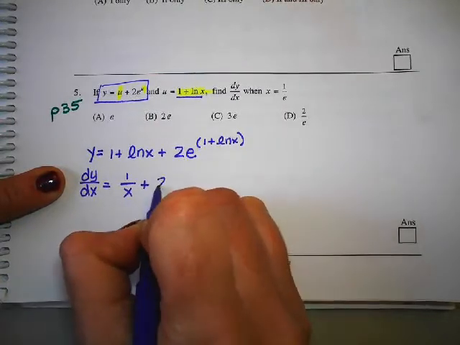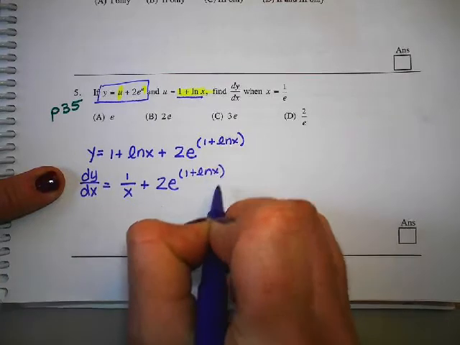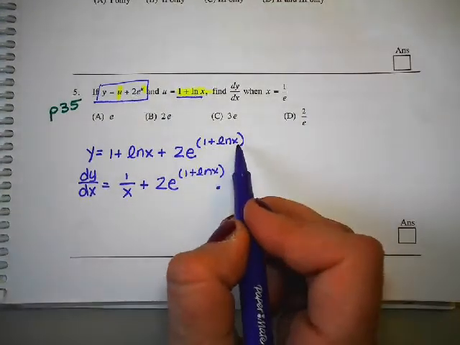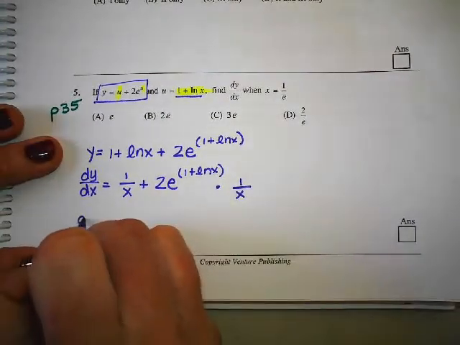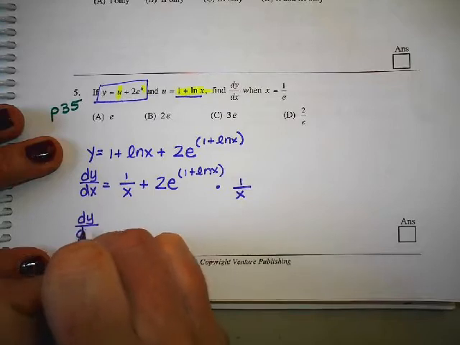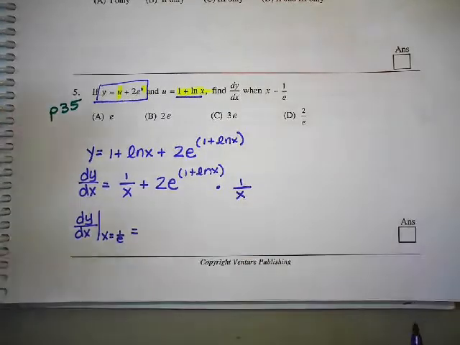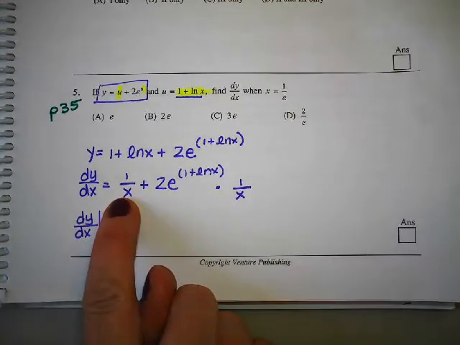The derivative of e to anything is recopy it, times the derivative of the exponent. Well, the derivative of 1 is 0, and the derivative of natural log is 1 over x. Now I need to evaluate this at x equals 1 over e. So now I'm going to go in, and wherever I see x, I'm going to plug in 1 over e.